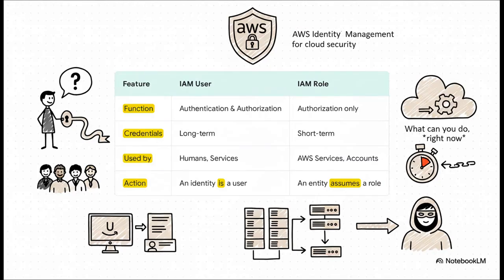Let's just break it down side by side. Look at the core function. A user is all about identity. Who are you? A role is about temporary permission. What can you do right now? Now look at credentials. Users have long-term keys, roles have short-term, expiring ones. Who uses them? Well, users are for people, roles are for services. And finally, the action. An identity is a user, but it assumes a role.